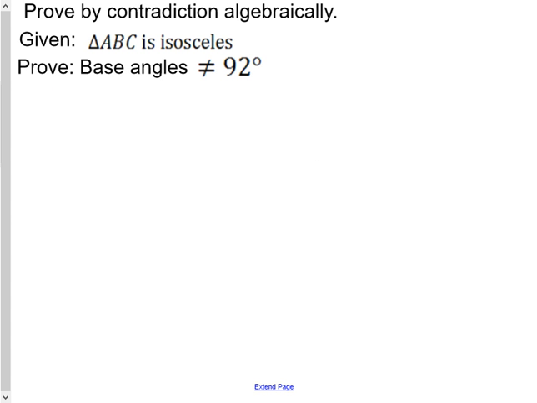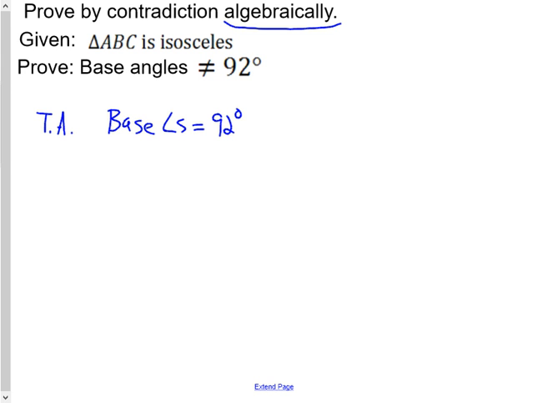Moving on. Splitting up some of these two-column proofs with algebraic proofs. Now, a little note, algebraically means we are not doing two columns. You'll have a couple on the worksheet for homework. You are not doing two columns. Just go at it, right? Given triangles isosceles, prove base angles cannot equal 92 degrees. So we're going to just do TA. Let's say base angles are 92 degrees.